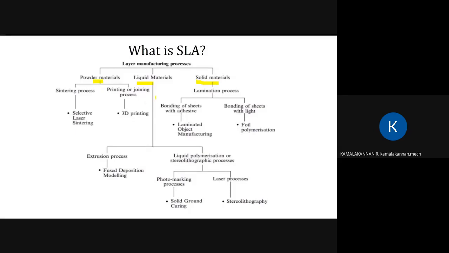Today we are going to see the liquid materials. That means the input will be liquid, and it is classified again into two types: one is the extrusion process and the other is liquid polymerization. Now we are going to learn about liquid polymerization. In that there are two processes, photomasking and the laser process. We are going to study the laser process, and the technique is stereolithography. Liquid material, in that liquid polymerization using laser, stereolithography. This is what you are going to learn today. Okay, boys.